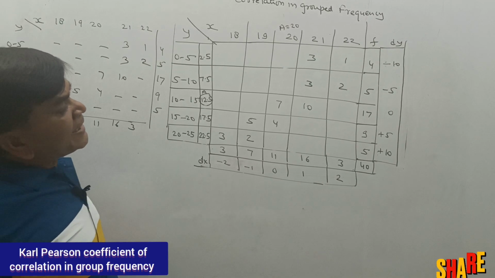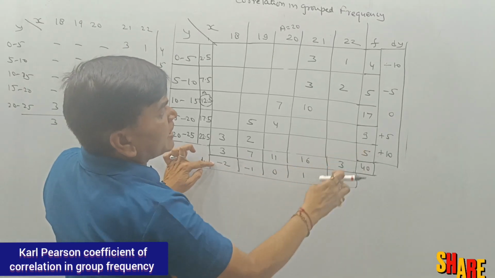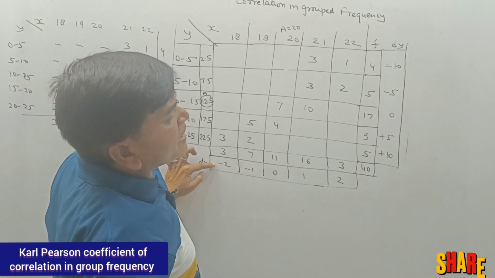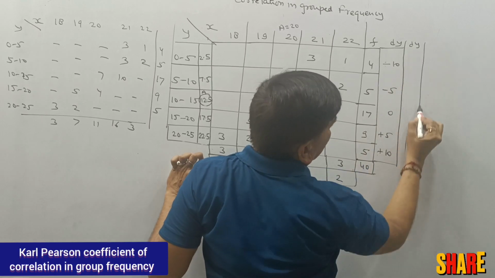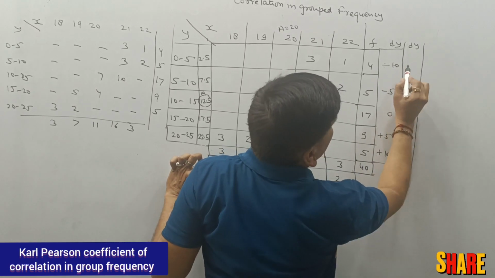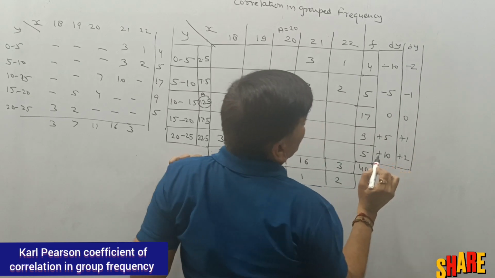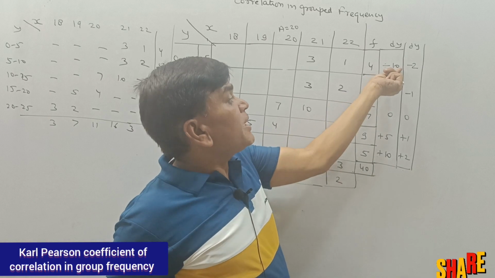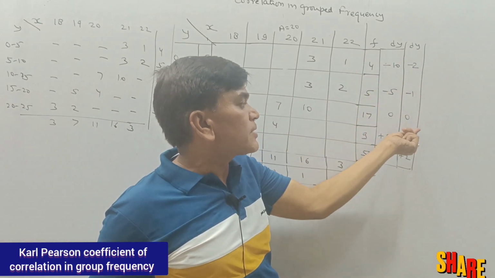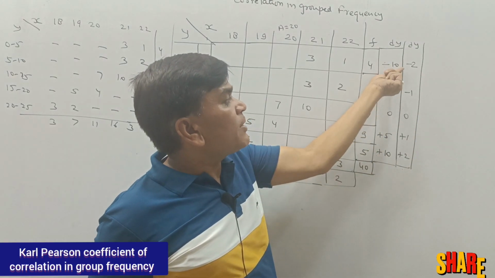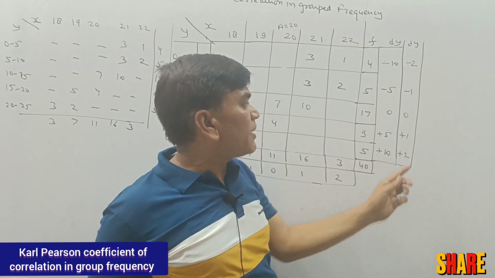Now we are taking dx and dy. Here is dx and this is dy. Our dy becomes a new one, that will be minus 2, minus 1, 0, plus 1 and plus 2. What I have done, I have divided by the class interval. So we are getting dy again: minus 10 divided by 5 is minus 2, minus 5 divided by 5, 5 divided by 5, 10 divided by 5.